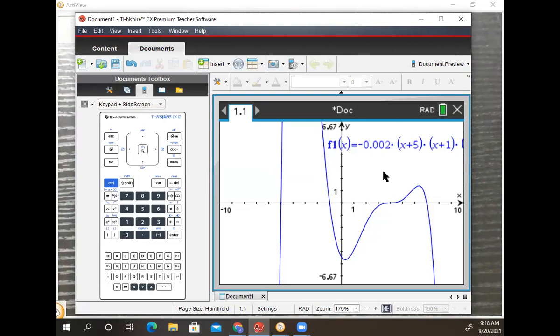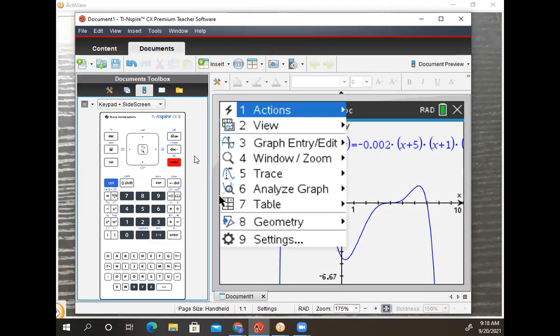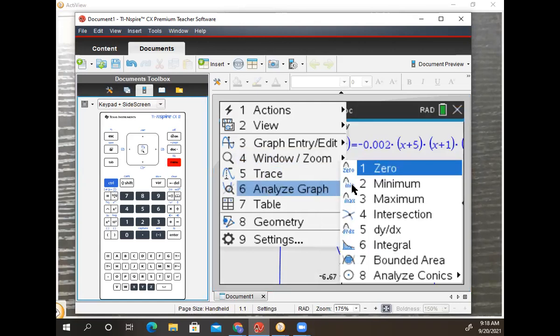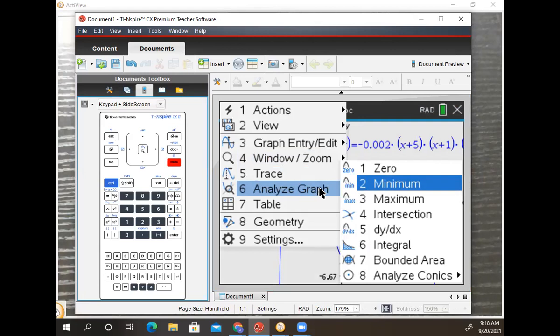Now on our last graph, we had identified all of our x-intercepts and all of our minimums and maximums. I'm going to start by doing that on this graph as well. So I'm going to hit the menu key and start with my x-intercepts. I can see them all right now. So I hit the menu key and went down to analyze graph.